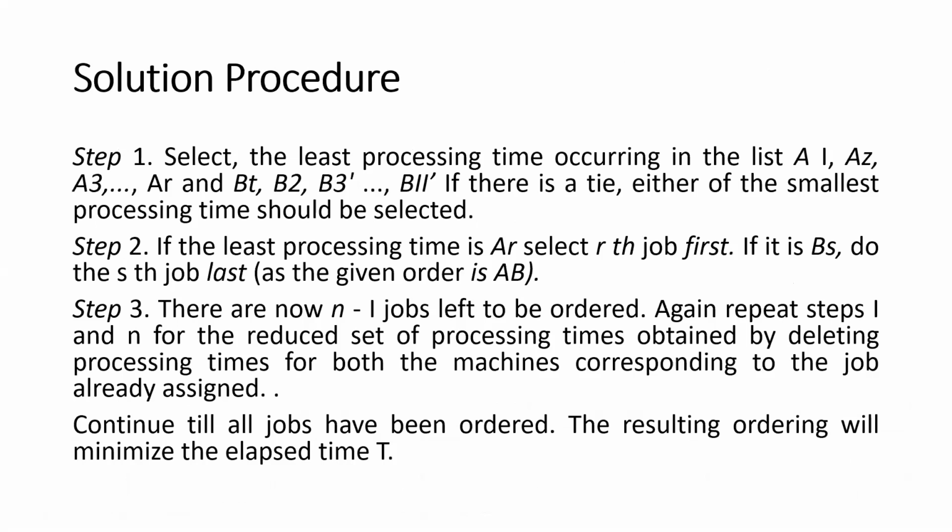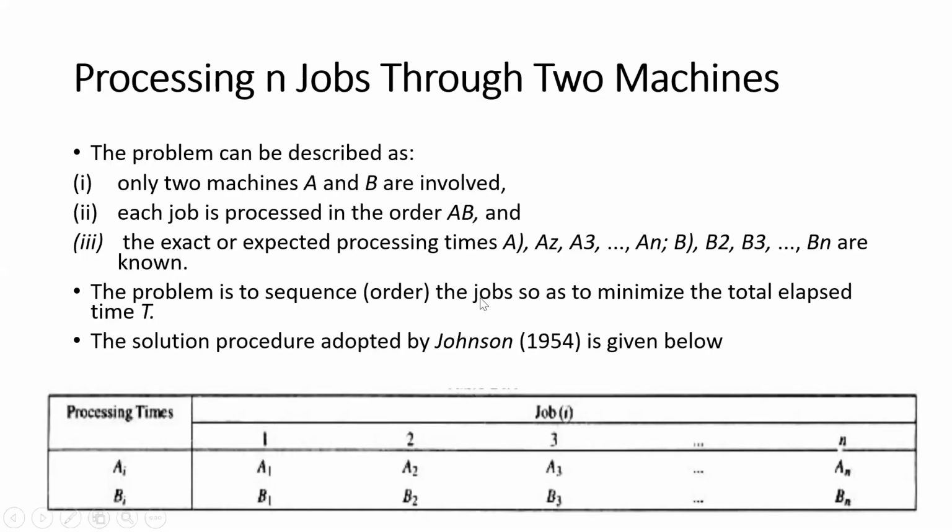There is a table which has the 2 machines A and B. There are n number of jobs, and every cell represents the machine and job processing time, like A1, A2, A3, An.